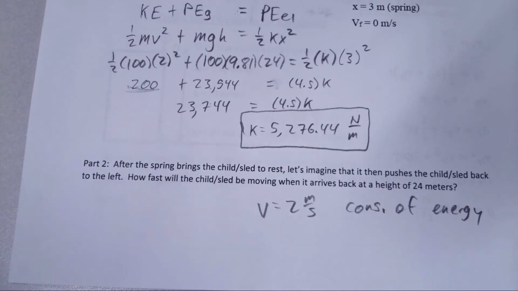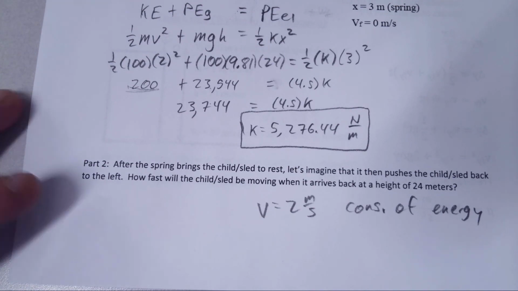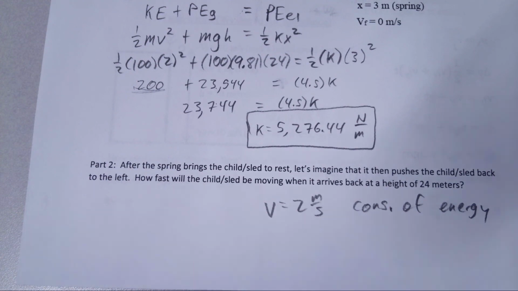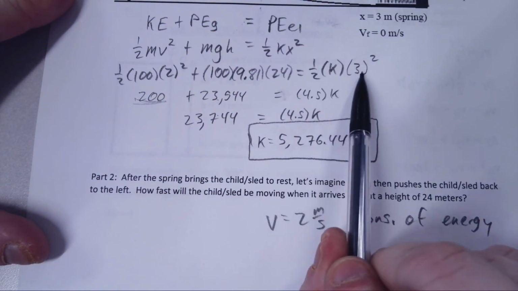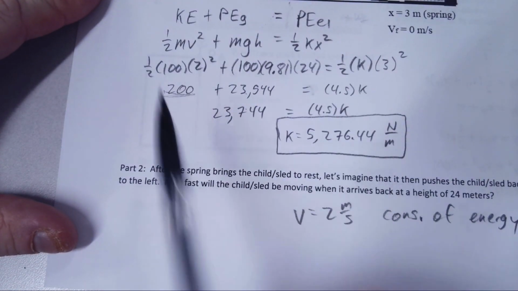If there was any kind of friction, then it would be less than that, or it may not even make it up to the top of the hill. And you could plug this in. You would just have 1/2 times this here. You'd have the same height, and you would calculate, and the 2 would be there.